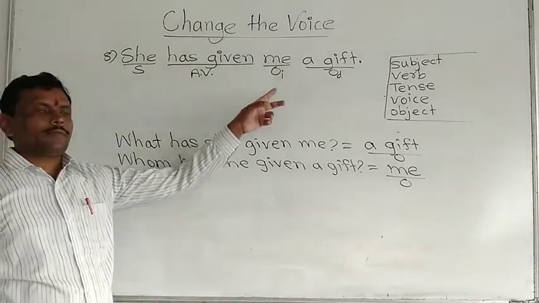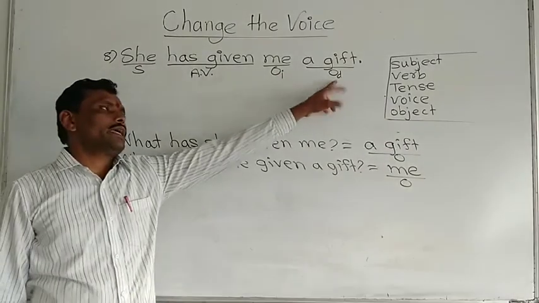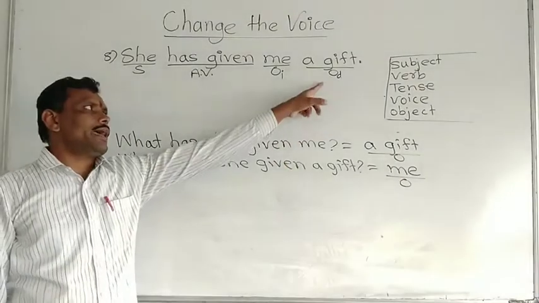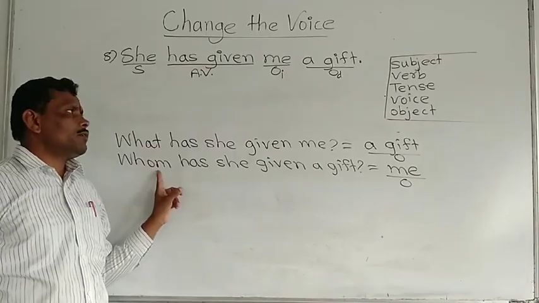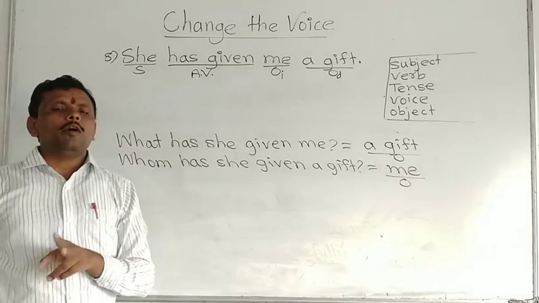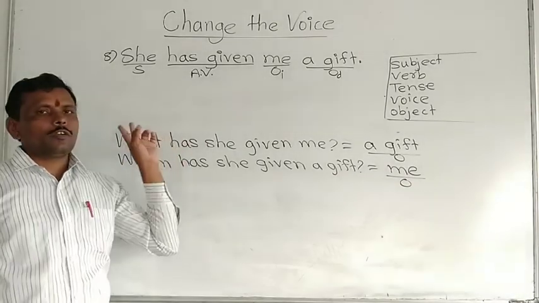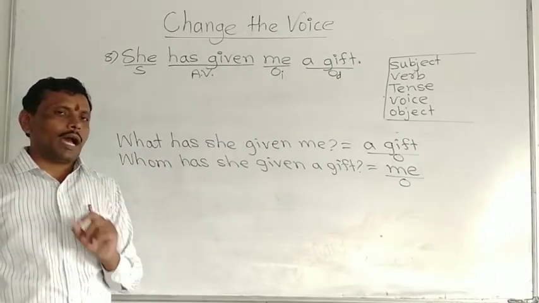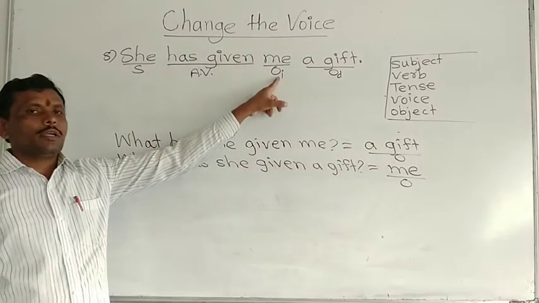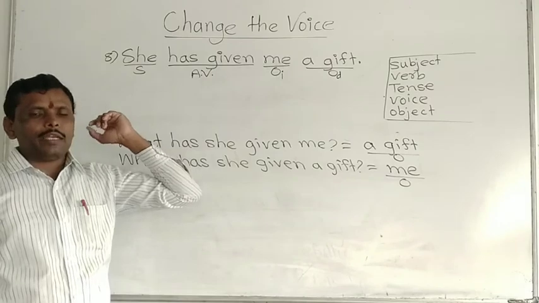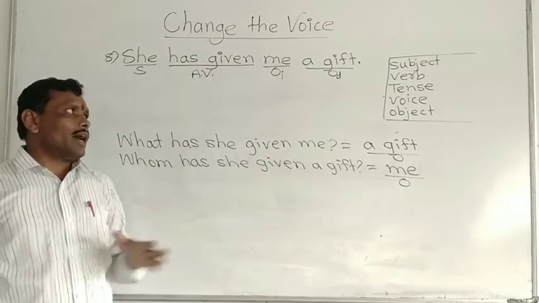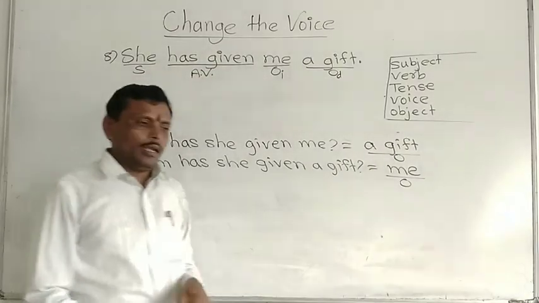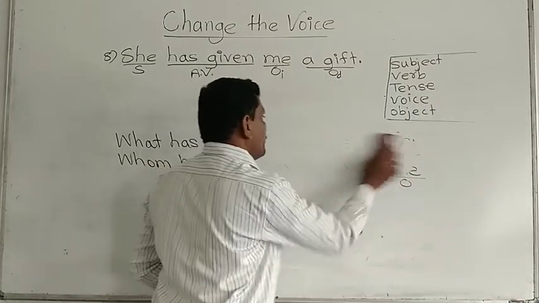There are two objects. First is indirect object and second is direct object. The answer of the question that begins with what is direct object. The answer of the question that begins with whom is an indirect object. Two objects are there. Okay, we can make two answers here. If you are instructed to start your answer with I, that time we should use indirect object at first. And if you are instructed to start your answer with a gift, that time you have to start with direct object. Correct?